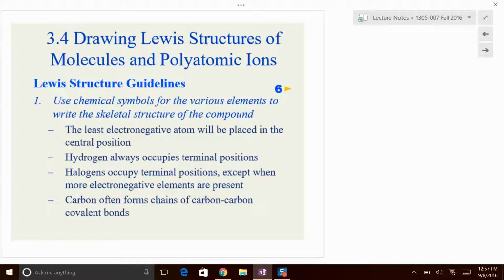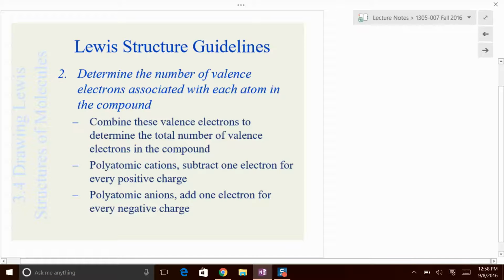All right, so drawing Lewis structures, guideline number 1. We're going to use the chemical symbols for these compounds and write a skeletal structure of the compound. The guidelines that we go through, I might put them in a more organized or easier to understand fashion after we go through them, okay? Number 2, determine the number of valence electrons. You definitely want to do that. First thing you want to do is determine the number of valence electrons on each atom in the compound.